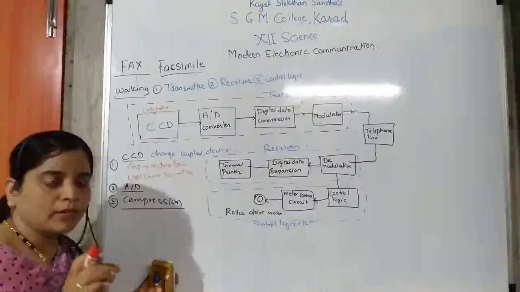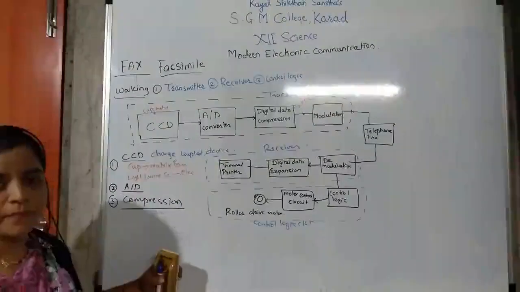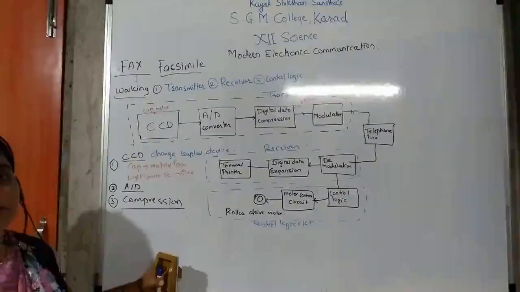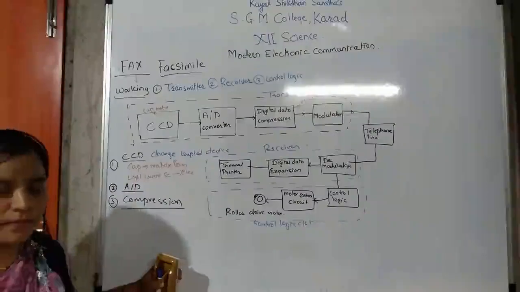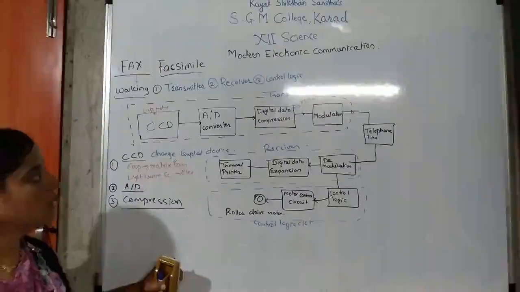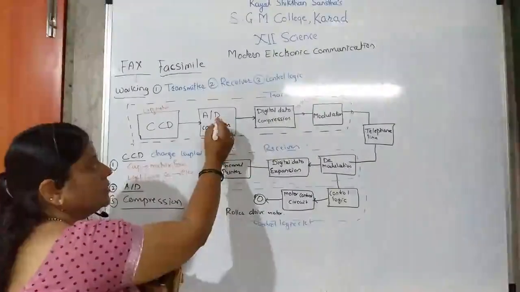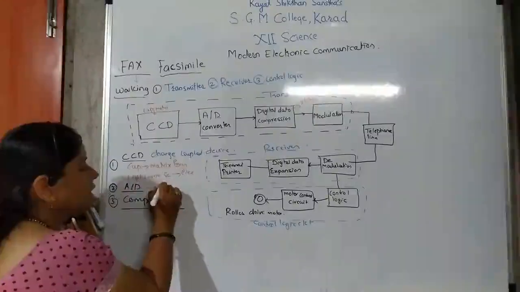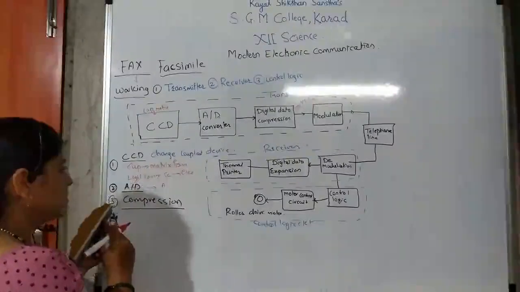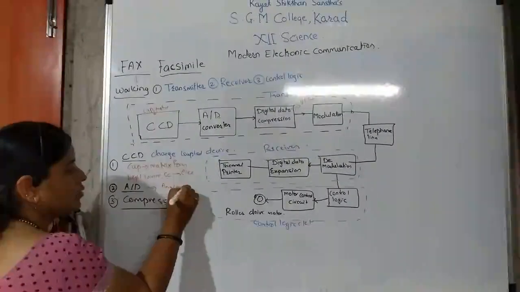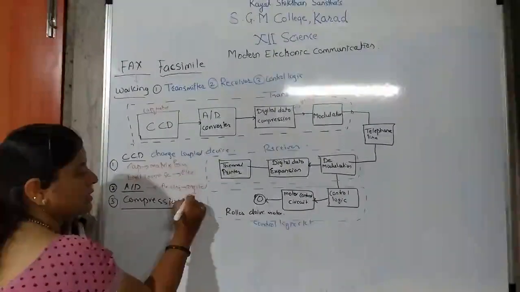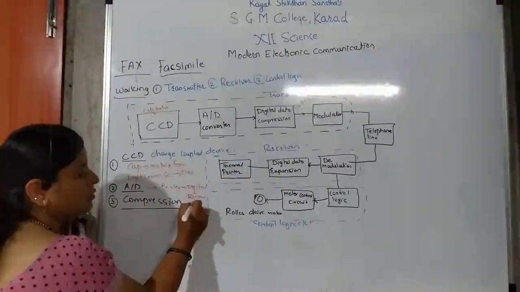So in the VLSI technique, what happens in compression? It reduces the few bits which are represented, so high data transmission is possible in the compression circuit. The A to D converter converts the analog signal into a digital signal. Digital means binary signal. Binary means 0 and 1.